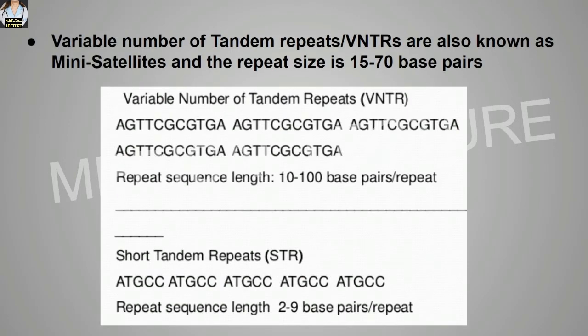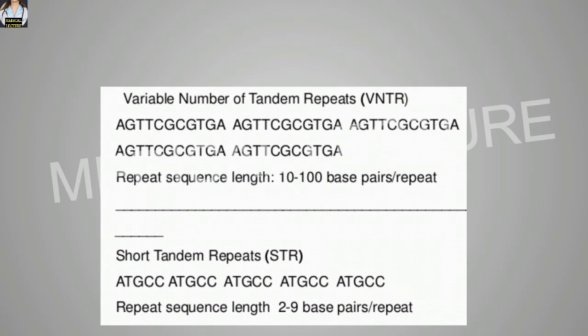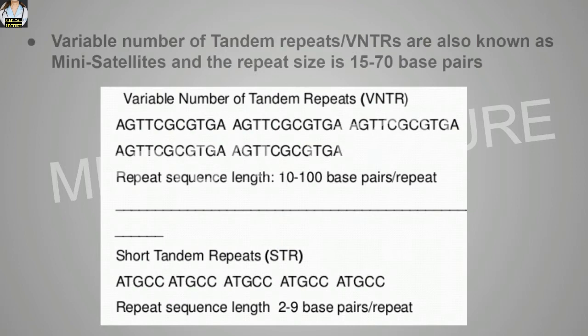Variable number of tandem repeats, or VNTR. They are also known as minisatellites, and the repeat size is 15 to 70 base pairs. And if you remember previously, there were around 2 to 6 base pairs in the STR, while in the VNTR we have around 15 to 70 base pairs.